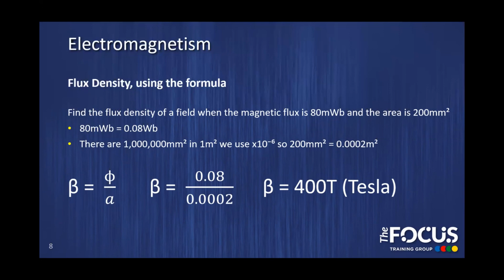0.0002 meters squared. Once we have these whole numbers, we can pop them into the formula and we end up with 400 Teslas.